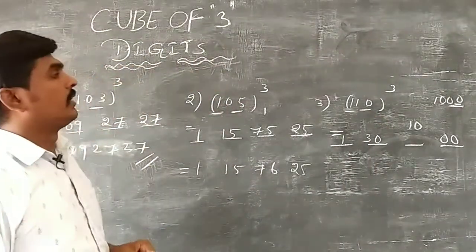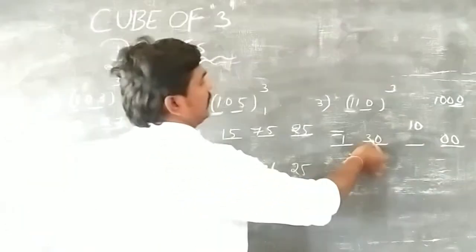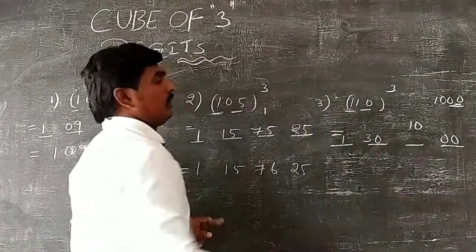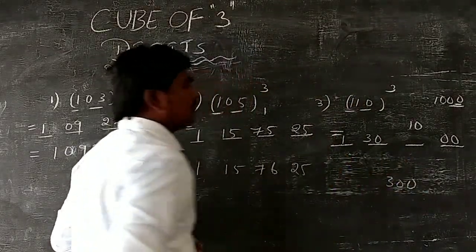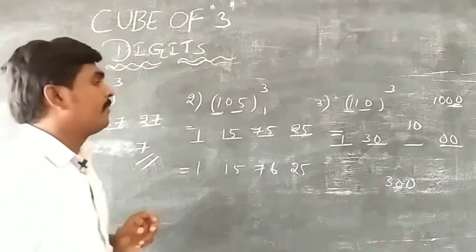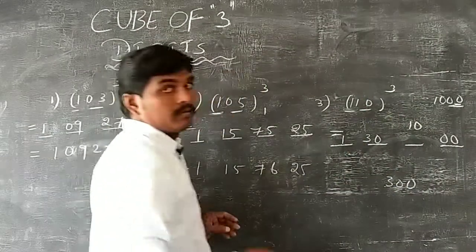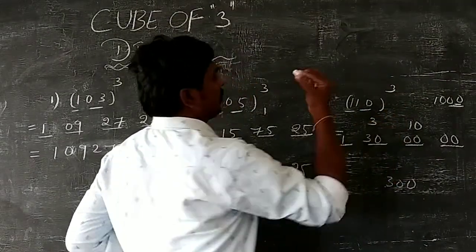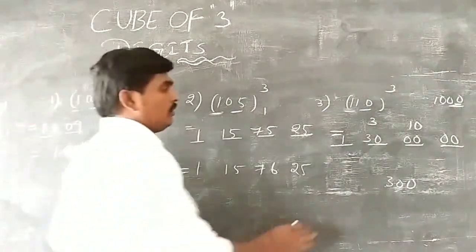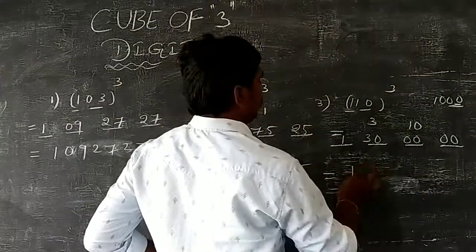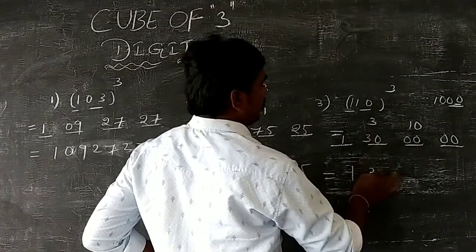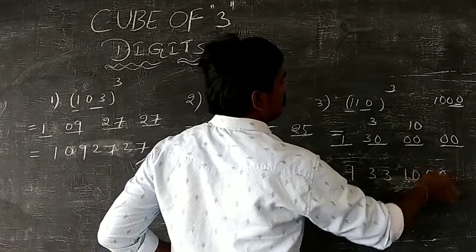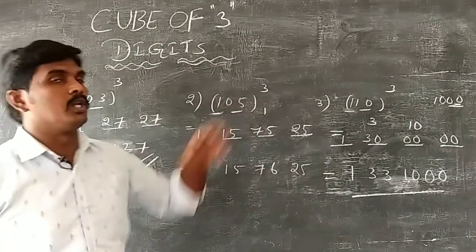And then what you can do? 30 into 10 is 300. In that 300, again this is a 3-digit number, so in this 2 zeros should be written here, and 3 should be carried to here. Now 1 3 plus 30 is 33, 10 plus 2 zeros, 10 only, 2 zeros. That is the 110 whole cube answer.